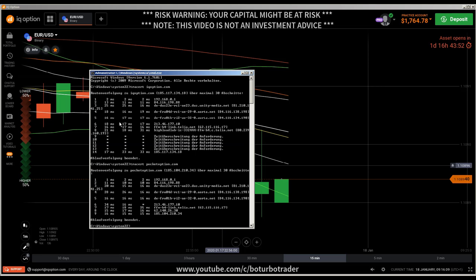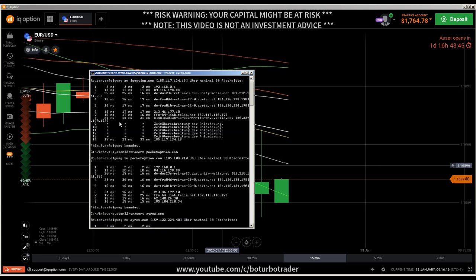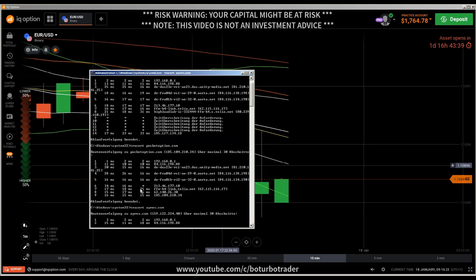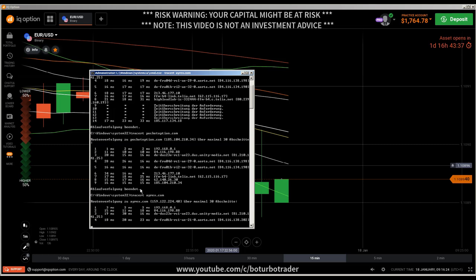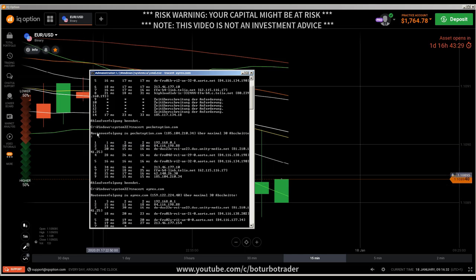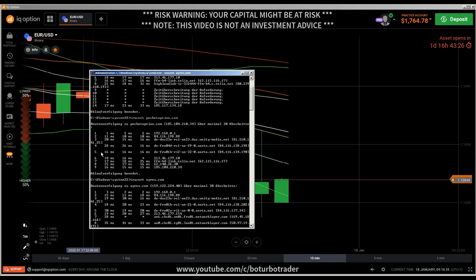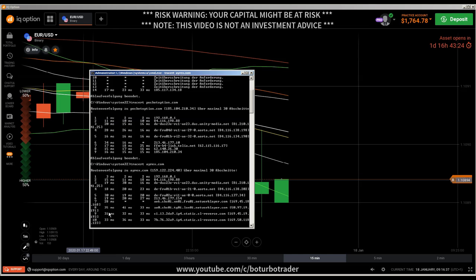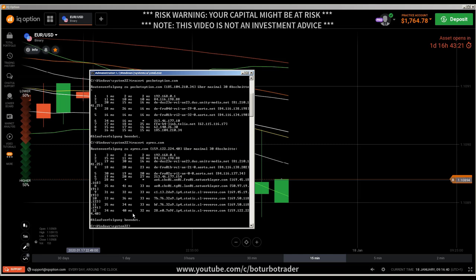Let me see if I can do this also for IREX.com. And you see here, nice latency also on Pocket Option, really nice, and also on IREX. So that is what it should be, that is what you have to see. You have to see really few nodes, and then you get really good timing. You see really nice timings here, at least 30 milliseconds. Those are the timings which you need to trade properly.